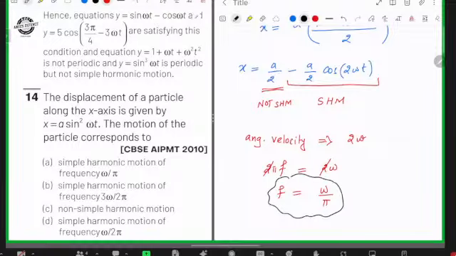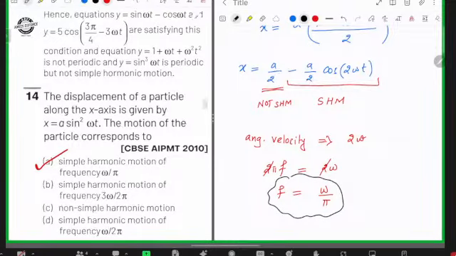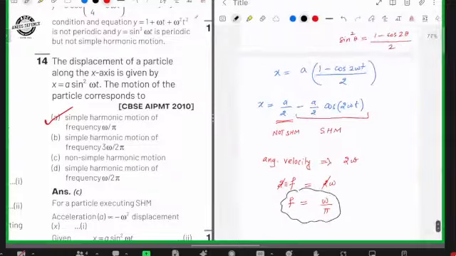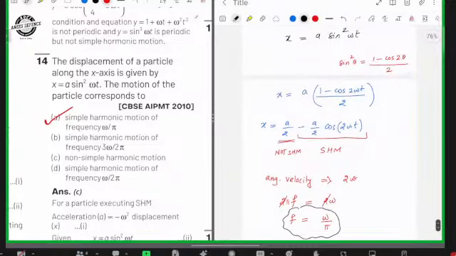Which option gives you omega upon pi? Option number A. Option number A is correct. This is wrong. Option number A is correct. It is SHM because it contains cos function. They have solved it wrong.